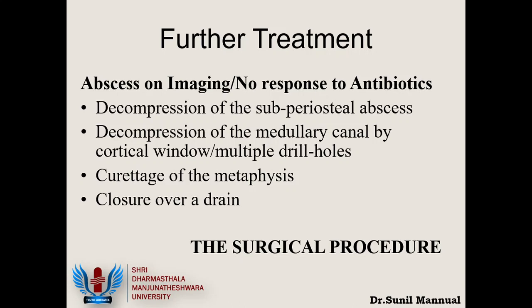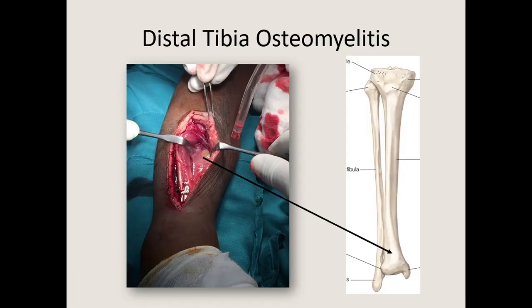And also obviously we are going to give intravenous antibiotics, by which time our blood culture report or our pus culture report is also going to exactly tell us which is the organism and which is the antibiotic that is most appropriate for this child. So what I'll do is I'll show you a few pictures, and this is my own case of a 7 to 8 year old child who presented to me with distal tibia osteomyelitis.